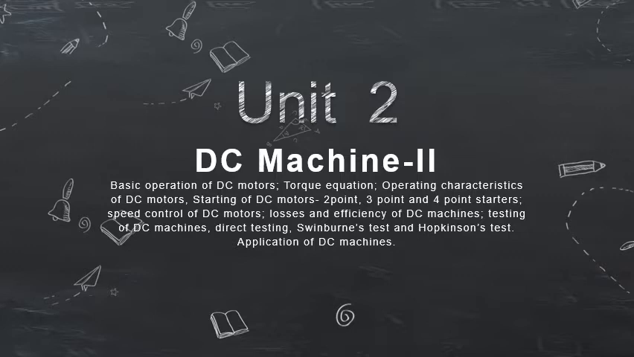of the DC motors, starting methods of DC motor by using the starter like 2-point starter, 3-point starter and 4-point starter, speed control of DC motor, losses in DC motor and the efficiency of the DC machine. After this, testing of DC machines, direct testing, Swinburne's test and Hopkinson test, application of DC machine. So in this unit we will cover all these topics one by one.